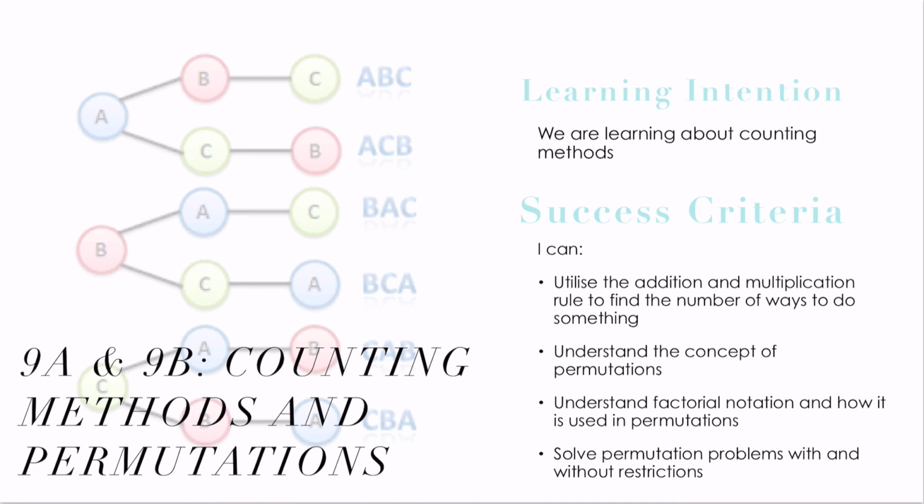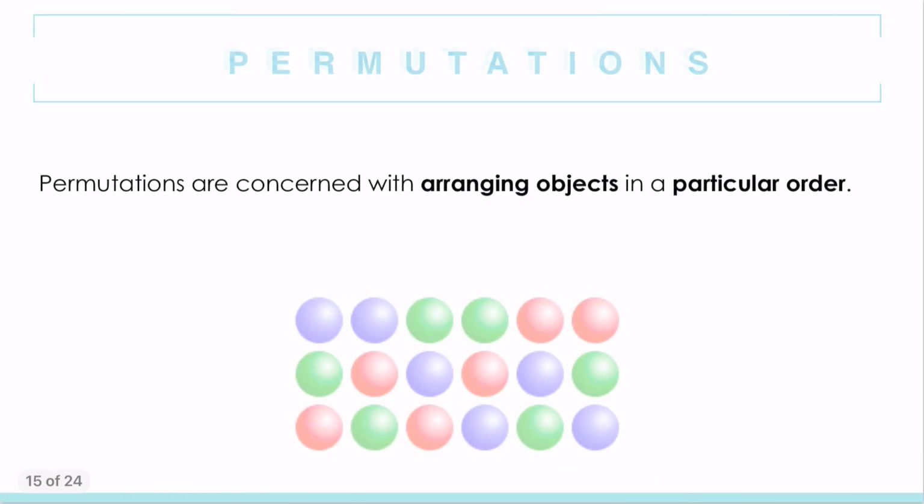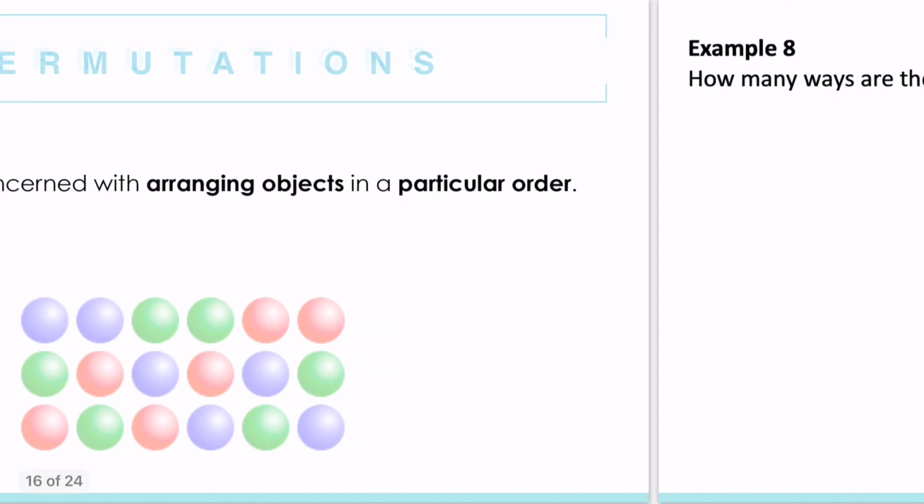So what we've been able to achieve so far is utilizing the addition or multiplication rule to find the number of ways to do something. And we're now going to look at permutations, which will cover these 3 dot points here. So what is a permutation? A permutation is basically the ways that we can arrange objects. And I know we've already kind of spoken about it, but we're going to define it a little bit more in this exercise. Permutations are concerned with arranging objects in a particular order. So I care about the order that they are in.